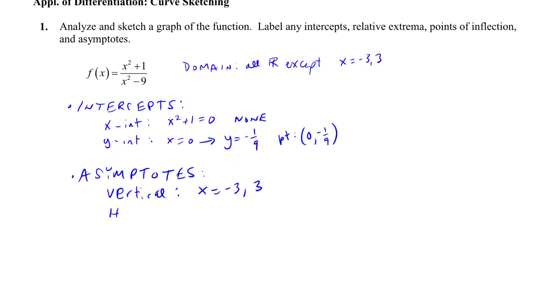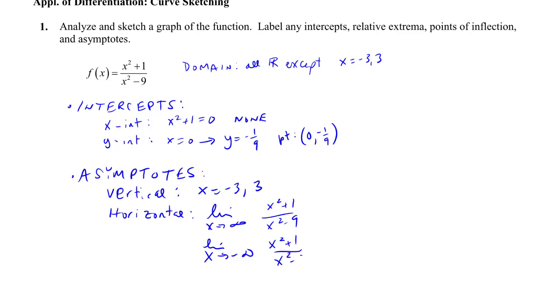All right, for horizontal, I have to take my limits. Remember, it's x squared plus 1 over x squared minus 9. These are both your standard power over power as we go to infinity, and they're matching, so it's just going to be the coefficients. In both cases, it's 1 and 1. So we do have a horizontal asymptote at y equals 1.